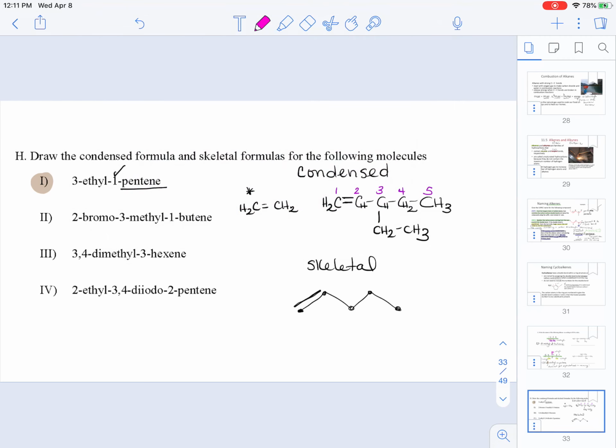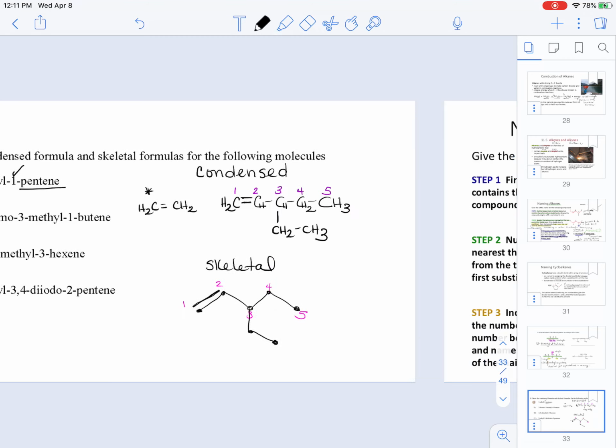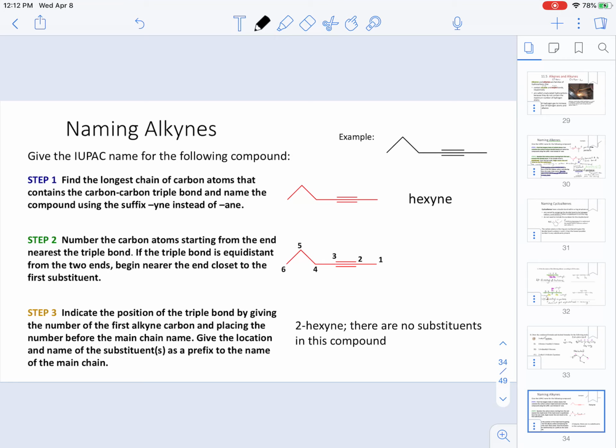And if this is carbon 1, this is 2, 3, 4, and 5. To illustrate that ethyl group coming off carbon 3, we're going to write 1 carbon, 2 carbons. So this is the skeletal structure for Roman numeral 1 in part H of our worksheet. Now we're going to proceed to naming alkynes.